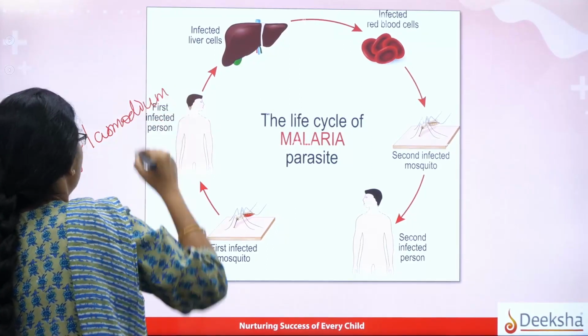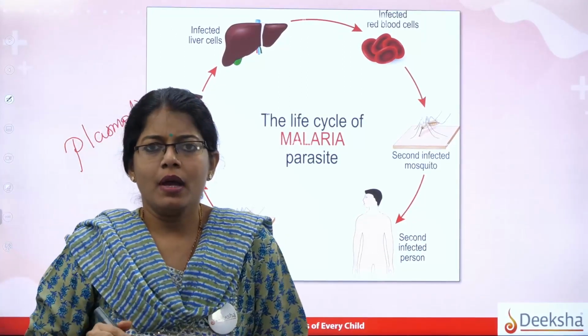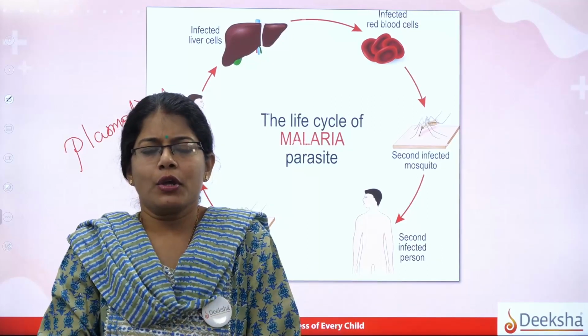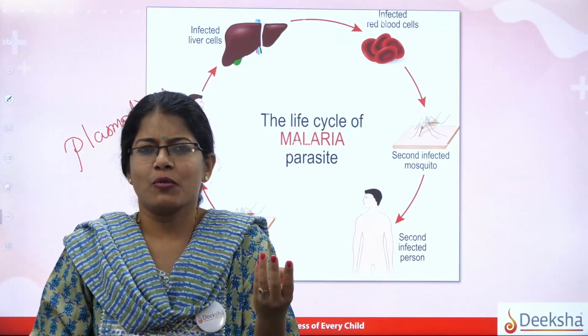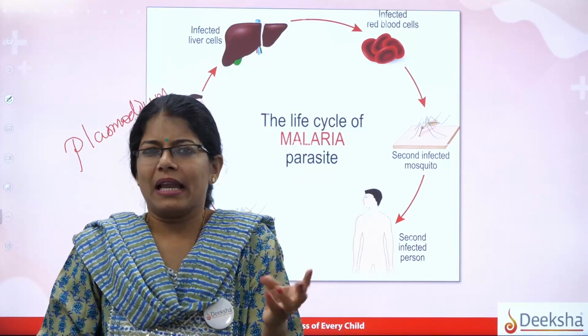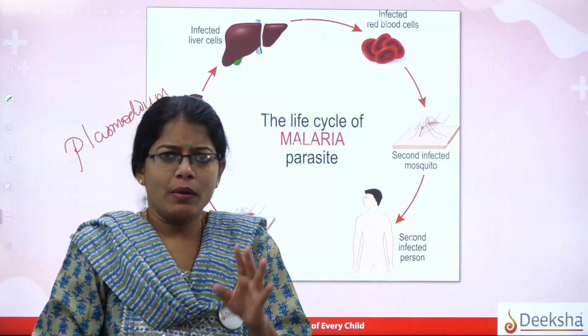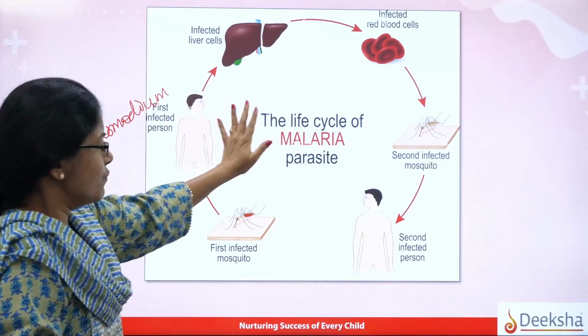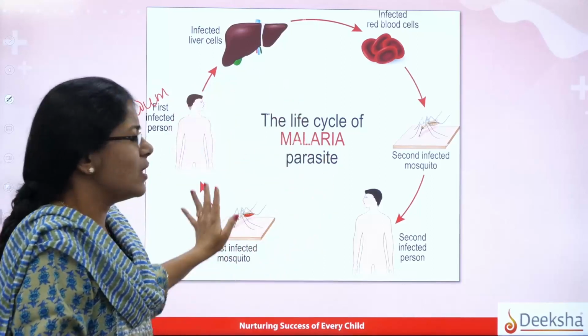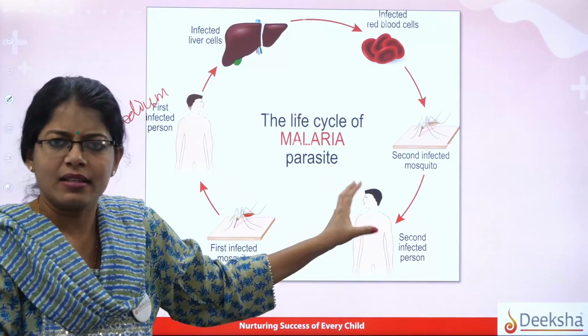Plasmodium. And there are different species of the Plasmodium. Plasmodium is a genus, right? So you have Plasmodium falciparum, Plasmodium ovale, then Plasmodium malariae, etc. So now let us talk about Plasmodium vivax, which causes the infection, that is malaria, a disease called malaria.